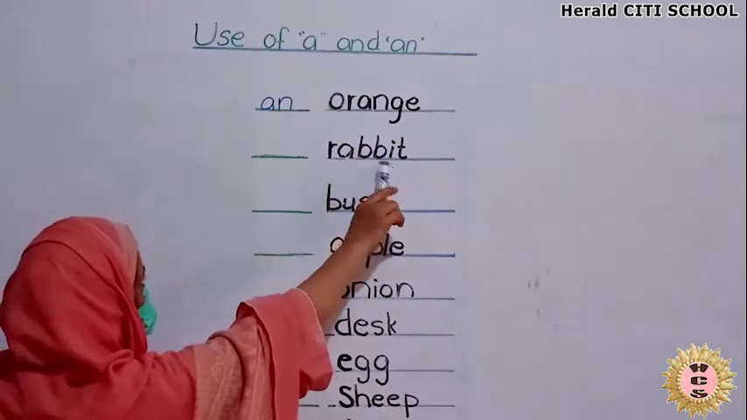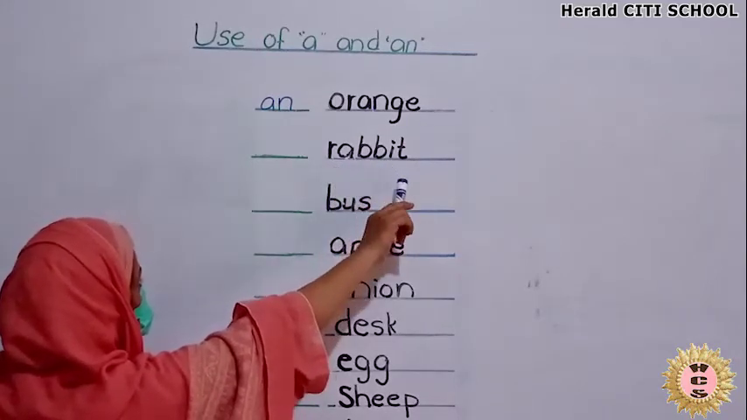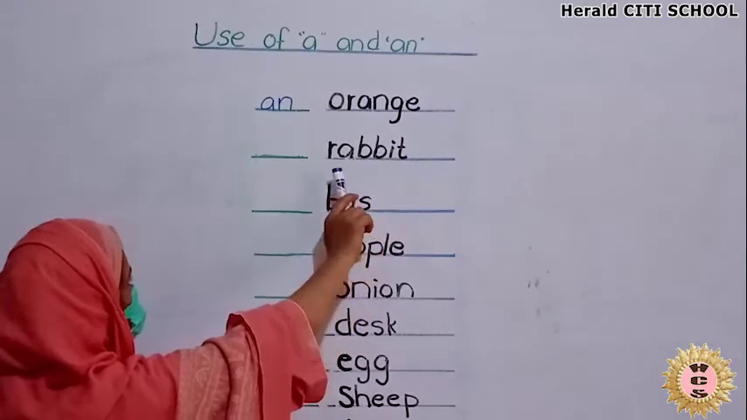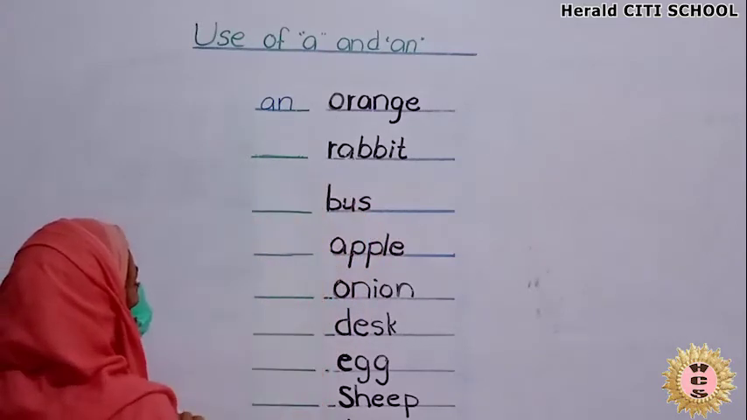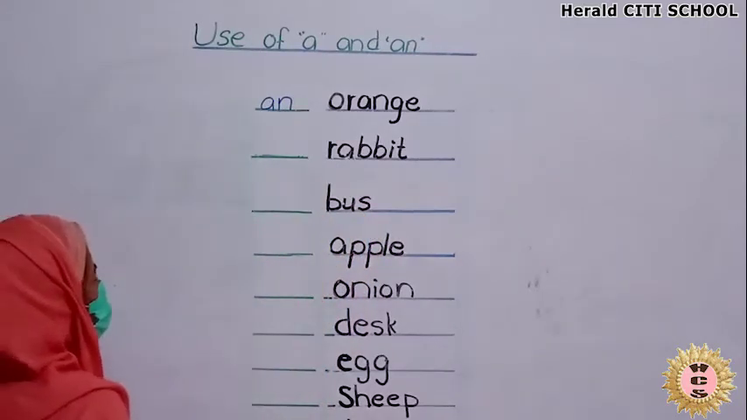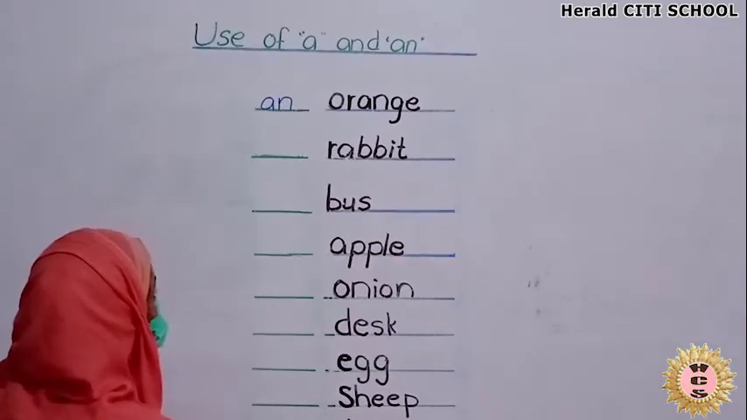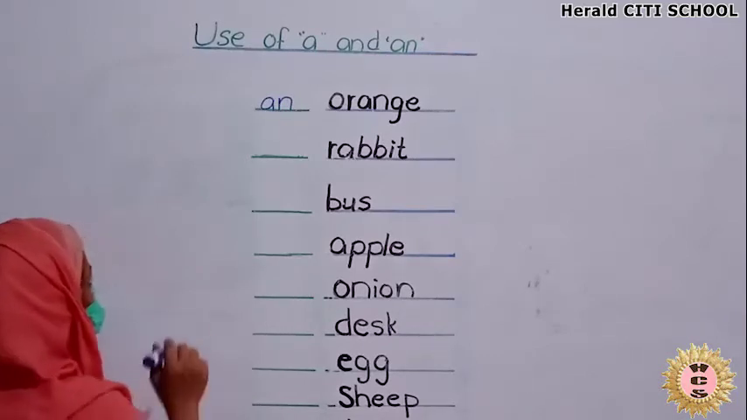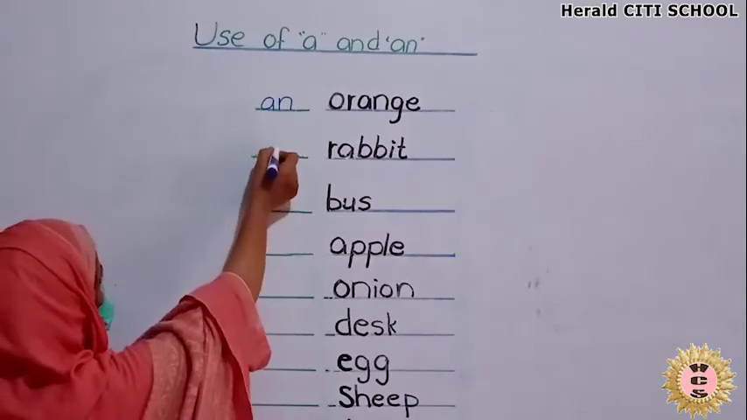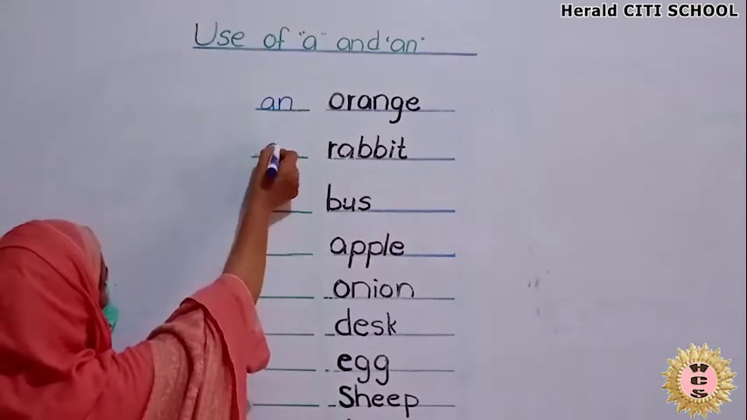This is rabbit. And this word starts with R. Children, is R a vowel or consonant? Yes, R is a consonant. So we will write here A.